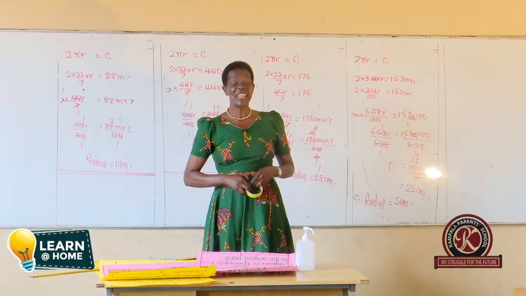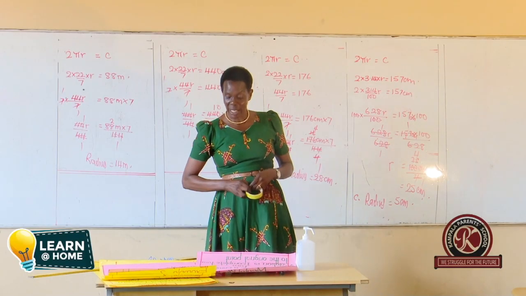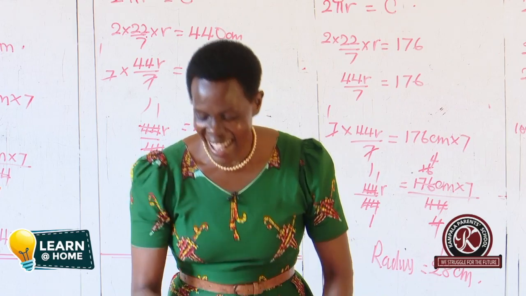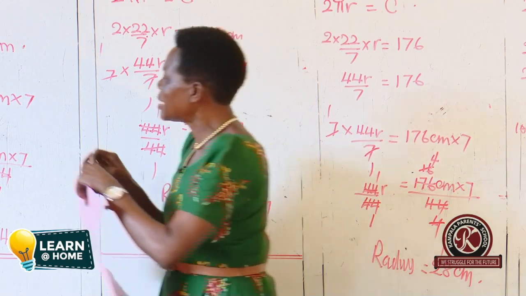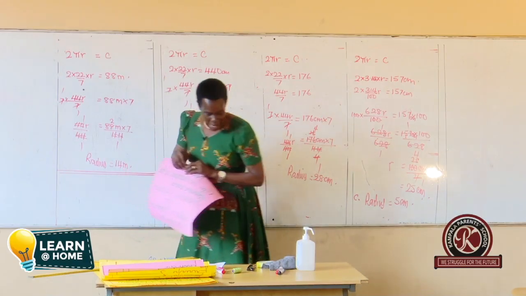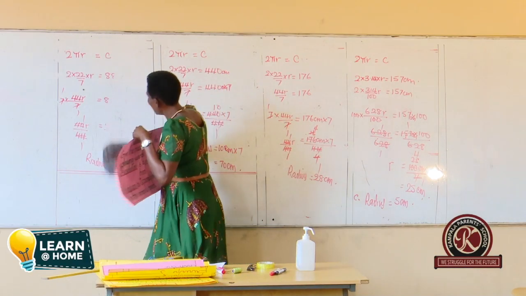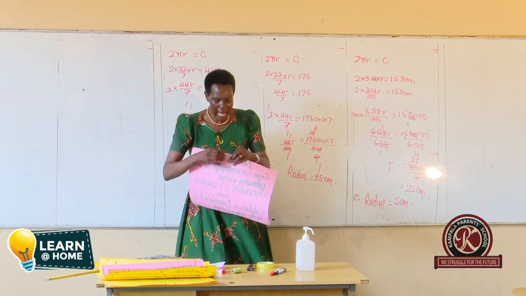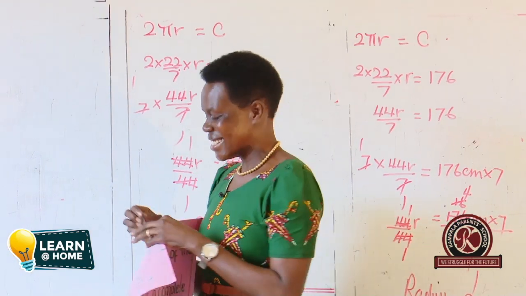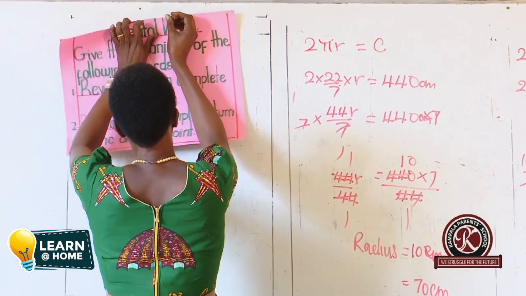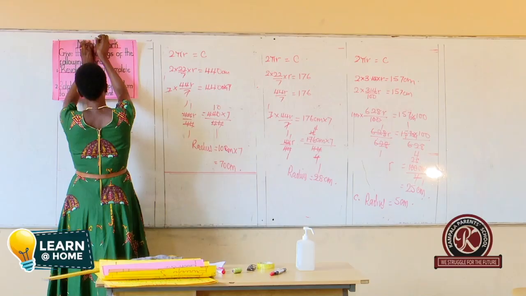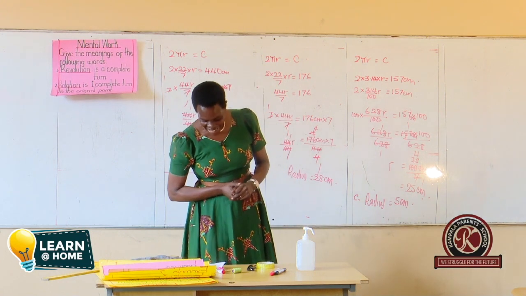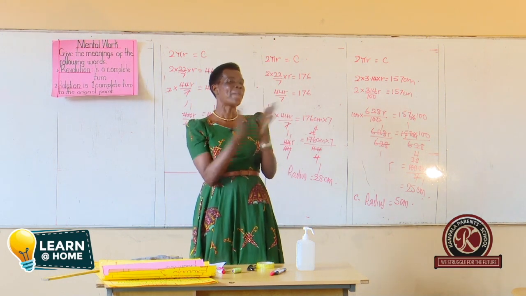Then the next one, name the items which make complete revolution. Yes, I have already seen 2 hands, 3, 4. Yes, that is good. Dan is saying a car tire. Denise, what do you say? Yes, a bicycle wheel. Clap her.